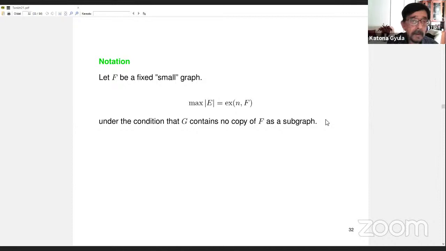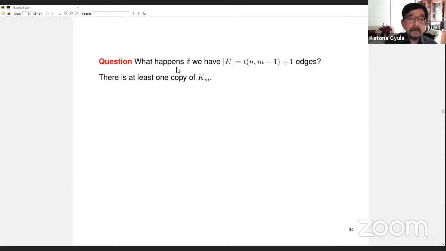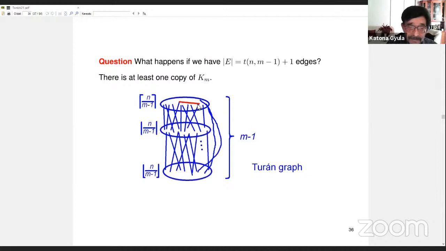And so our earlier results: Mantel's theorem looks, using this notation, like this: ex(n, K_3) is floor of n squared over 4, and Turán's theorem looks like this. So in general, you can ask the question, what happens if we have one more edge? Of course, by Turán's theorem, there is at least one copy of K_m. But again, when you add this edge in one class, then you get many complete graphs on m vertices.